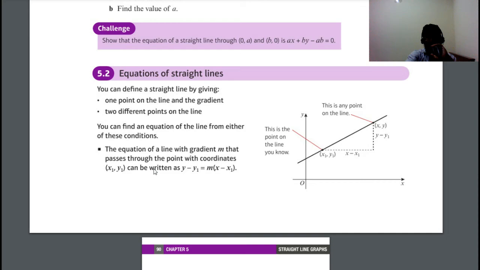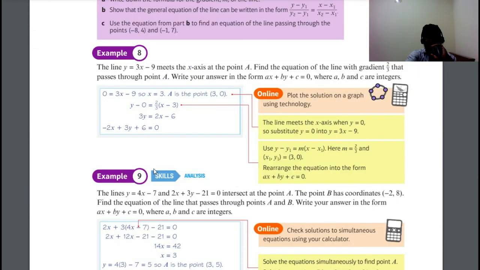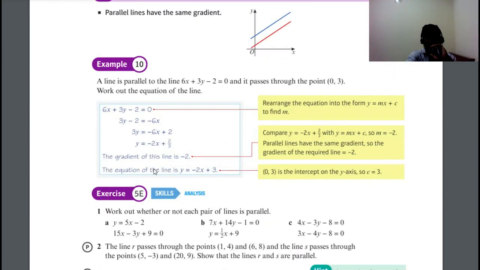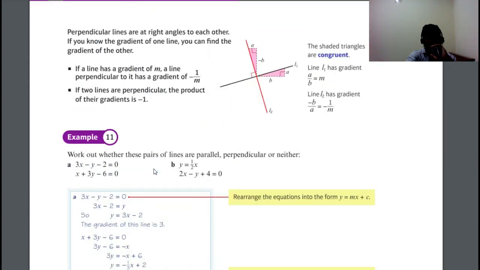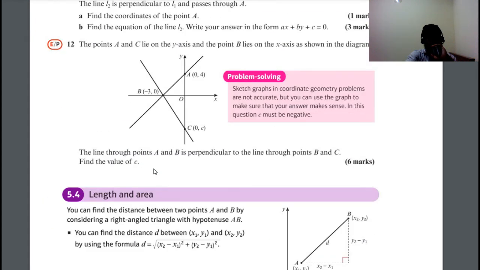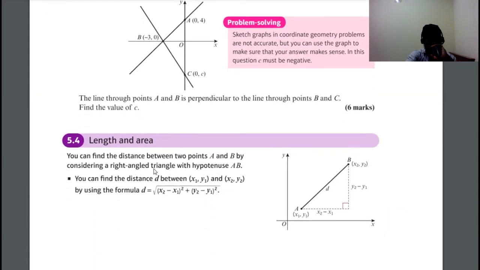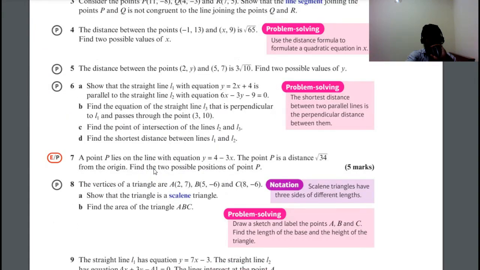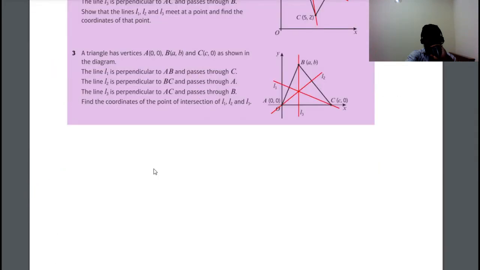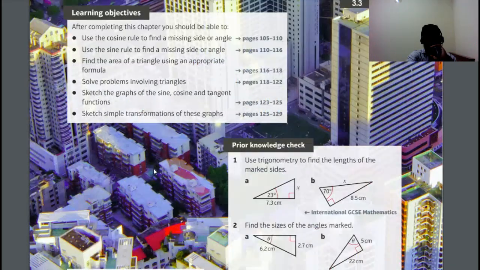Equations of straight lines, parallel lines, perpendicular lines. Sir, say it. I basically know everything. The distance D is equal to root of x2 minus x1 whole squared plus y2 minus y1 whole squared. Chapter review. That's it. Chapter 6 is radians, trigonometric ratios.